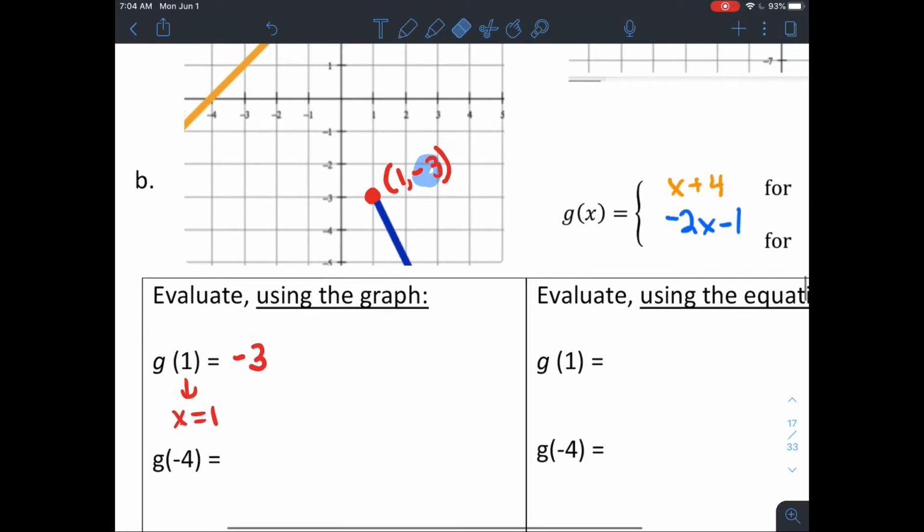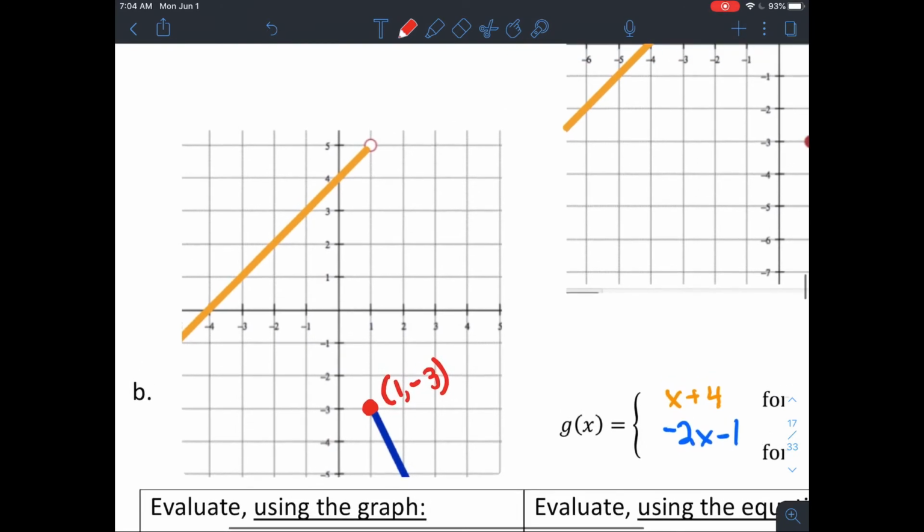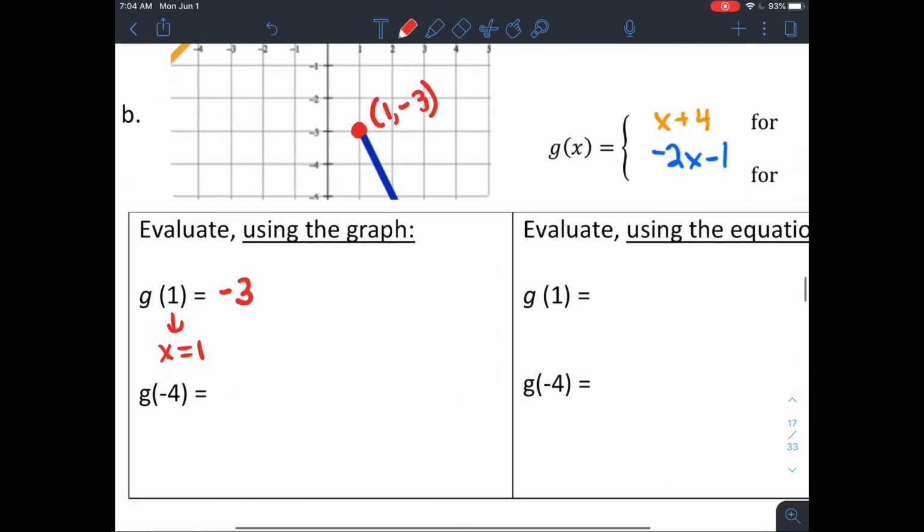If I'm going to evaluate g of -4, that means we're looking for the output when our input, or our x value, is -4. So if I go look along the x-axis and find the point that has an x value of -4, that's the point (-4, 0). So when x is -4, I'm getting an output of 0, and g of -4 is 0.